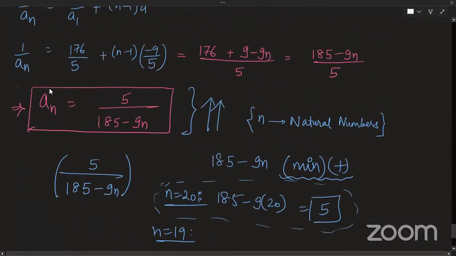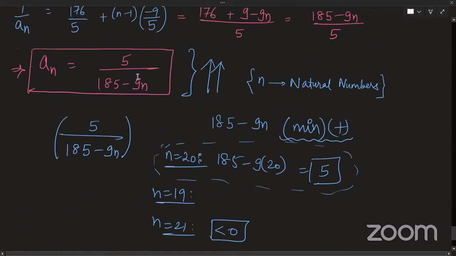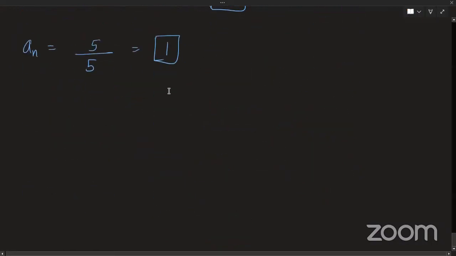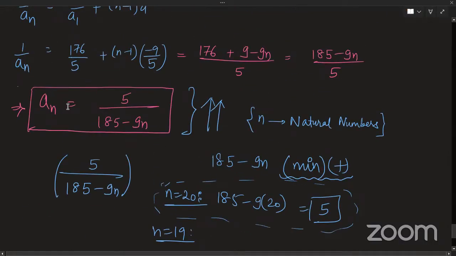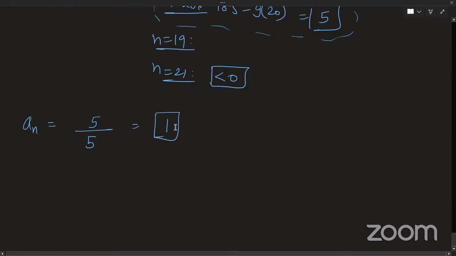Okay. See, you need to increase this value, 5 by 185 minus 9n. So what will you do? Simple. You will decrease its denominator. But you will only decrease its denominator till the point it remains positive. The moment it turns negative, things go against you. Because it will now start going into the negative side. So now it will not be larger. So that is why n is equal to 20 is the last value where this remains positive and is lowest. That is why n is equal to 20 is the final answer. So my value of an is 1. And this is the maximum value possible in this series.